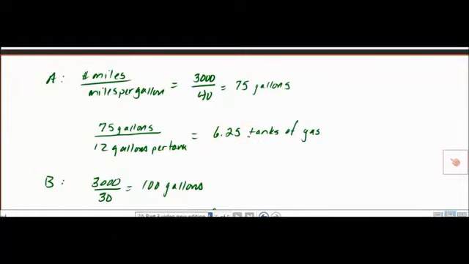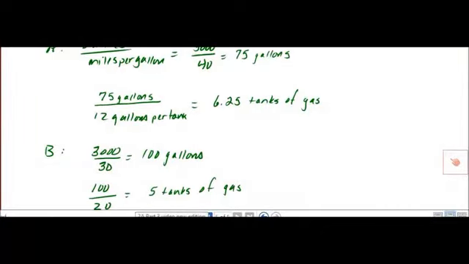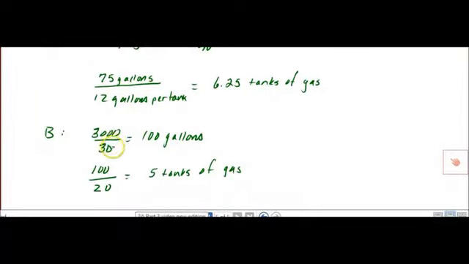For car B, if they travel 3,000 miles and get 30 miles per gallon, if I divide those two out, car B would need 100 gallons to complete the 3,000-mile trip. And car B, since its tank capacity is 20 gallons, if I take the 100 gallons necessary for the trip and divide it by 20 gallons per tank, that means I would need 5 tanks of gas for car B.